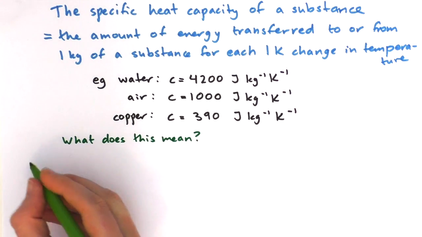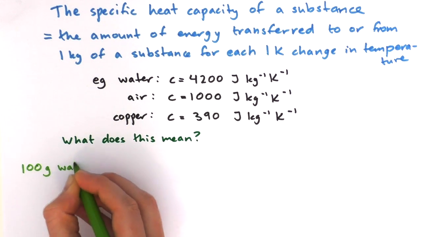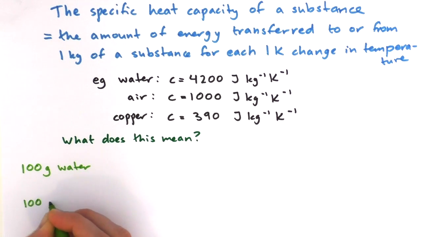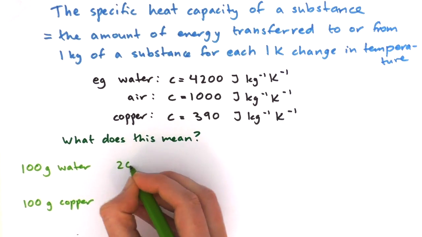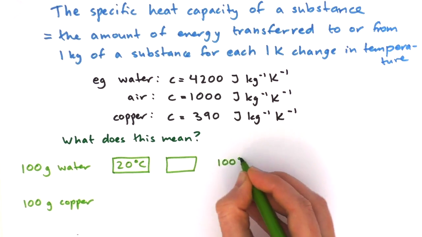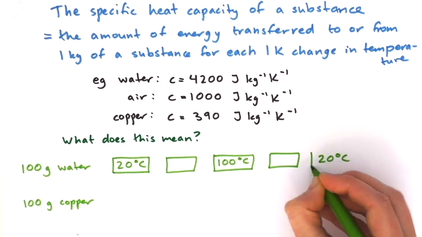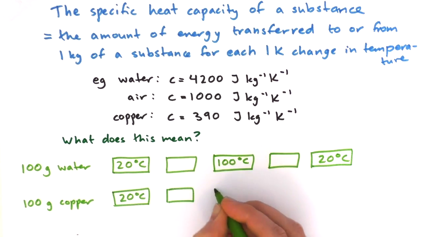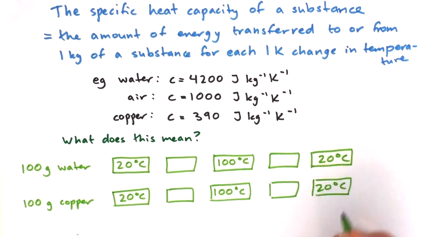Well, let's look at 100 grams of water and 100 grams of copper. And for each of them, we're going to start with the material at 20 degrees Celsius, and then we're going to heat it up to 100 degrees and then cool it back down to 20 degrees. So first of all, for water, when we want to change the temperature from 20 to 100 degrees, that's a temperature difference of 80 degrees, isn't it?